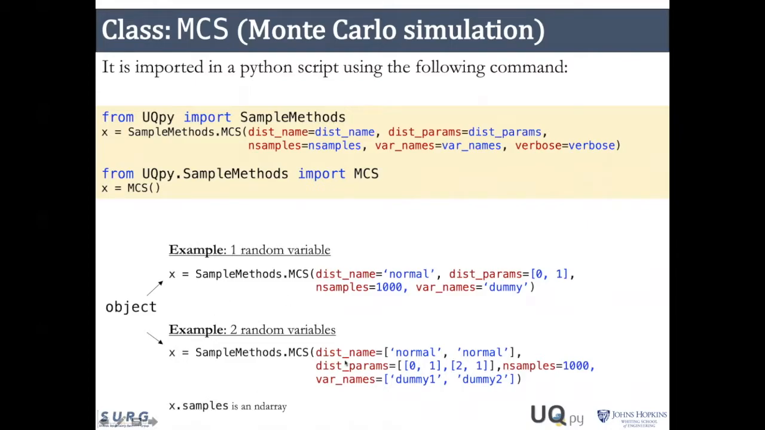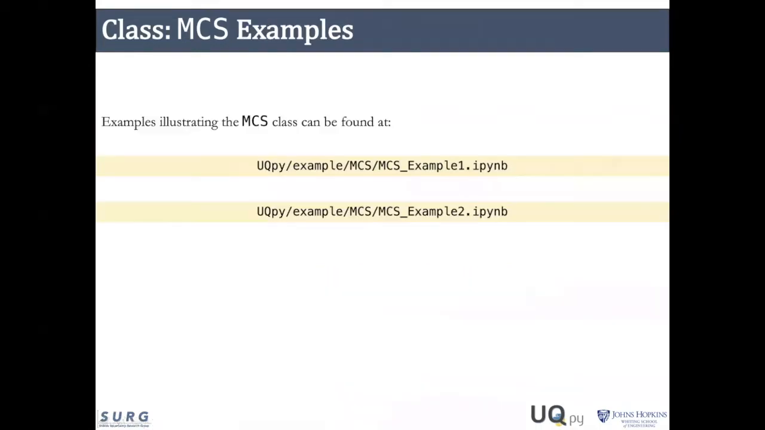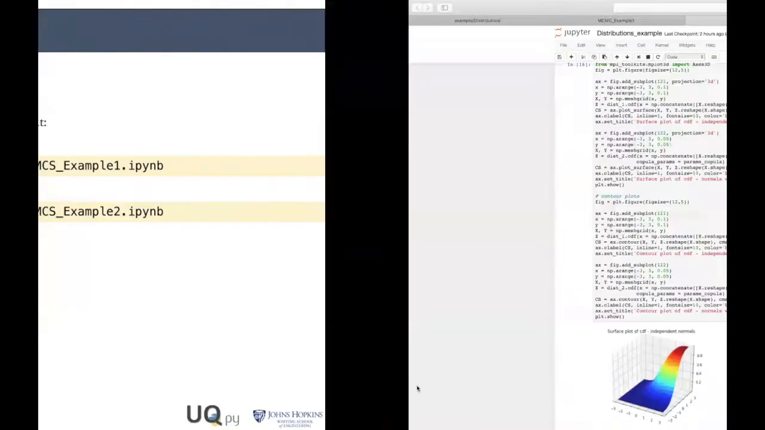And here is the way to use it when we have two random variables, where again we have to define the distribution names and the distribution parameters. This definition here is exactly the same as we used in the distribution parameters, because these are used by the distribution modules. And again, we define the number of samples and the variable names. In this case, where we have two random variables, we have a list of two names. So again, in the example section, we can find two examples showcasing how to use the Monte Carlo simulation.